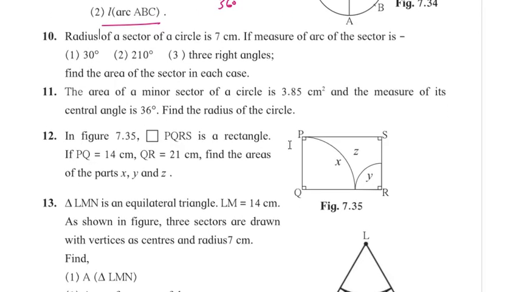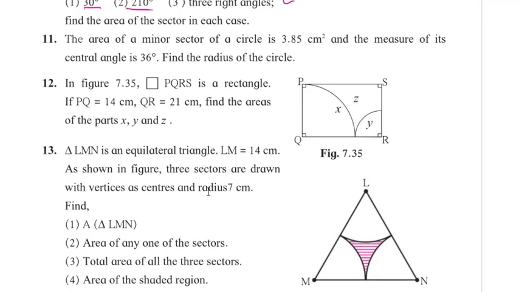10th question, radius of sector of a circle is 7 centimeter. If the measure of arc of sector is, so angle they have given, we have to find the area of sector in each case. So angle is there, so theta upon 360 into pi r square. 3 right angle, that means 3 into 90 degree, so 270 degree.